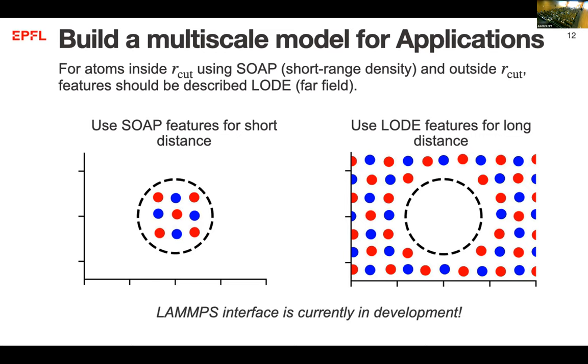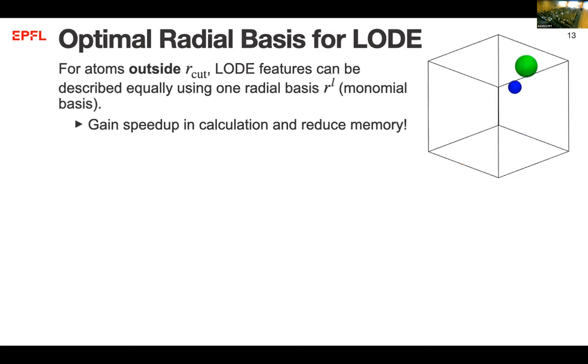And I would now like to show you something. So we usually use the GTO basis. We like the GTO basis. It's really a general thing. But for the long-range tail, there's even a better approximation, a better way, which is even more data efficient. You can show that for outside of the cutoff, you can represent these loaded features equally by using just a single radial basis, which we call the monomial basis. So you just have a single parameter in the end for electrostatics, for other terms. And we have to work this out, which gains speed-up in the calculation and in memory.